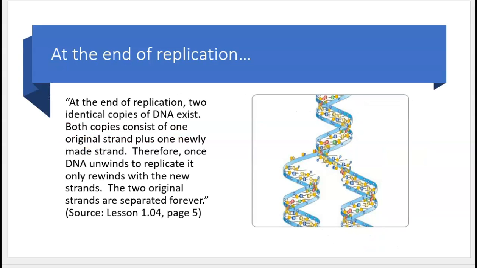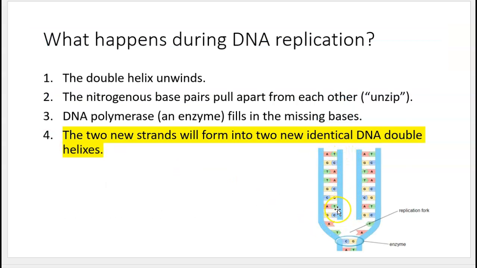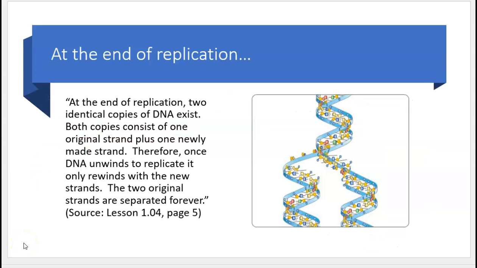So at the end of DNA replication, 2 identical copies of DNA exist. Both copies consist of 1 original strand plus 1 newly made strand. So both copies, 1 copy, 2 copies, consist of 1 original strand and 1 newly made strand. Therefore, once DNA unwinds to replicate, it only rewinds with the new strands. The 2 original strands are separated forever at that point.